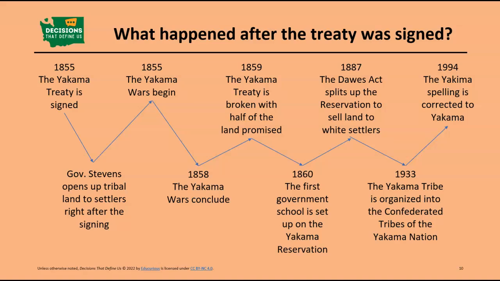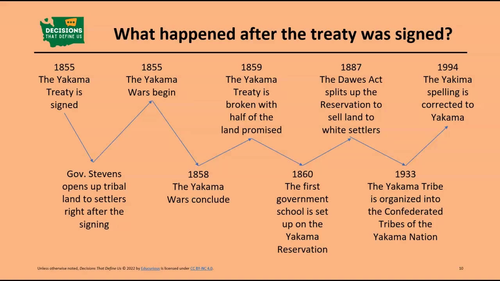And by 1933, which is around the time the Dawes Act is revoked in, I think, 1934, okay, we start to see the Yakama tribe, remember that's what we were calling them in the treaty, they get organized into, and now we recognize that there's more than one group there, right? And they become the Confederated Tribes of the Yakama Nation. So we're recognizing that there is more than one group in there that we need to be concerned with.